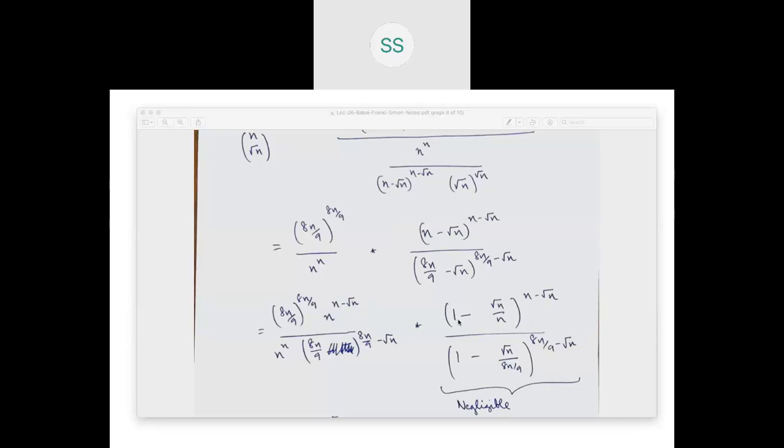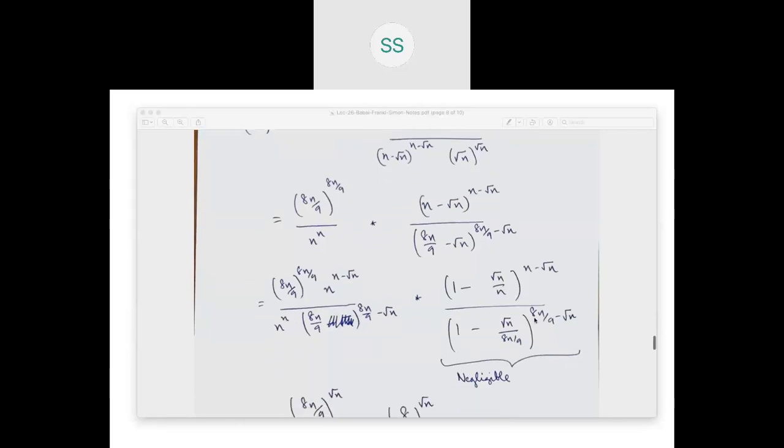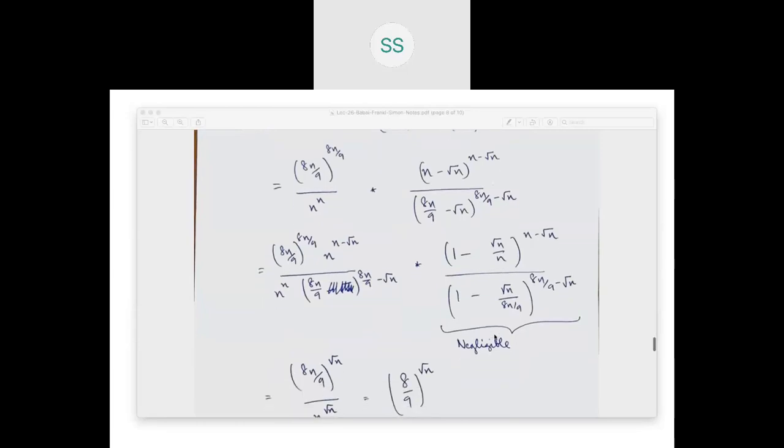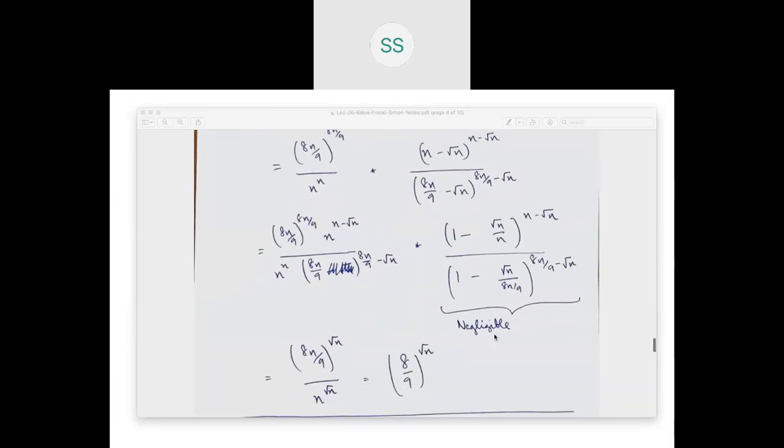And what I have remaining, once n is taken out, I have 1 minus square root n by n. The power remains the same. And in the denominator, I have 1 minus square root n divided by 8n by 9. The power is the same. And I have this over in the left side. The point here is that when n is large, these 1 minus terms in the numerator and denominator are negligible. So I am going to ignore that. And what remains is this.